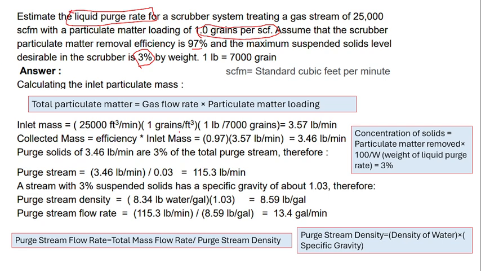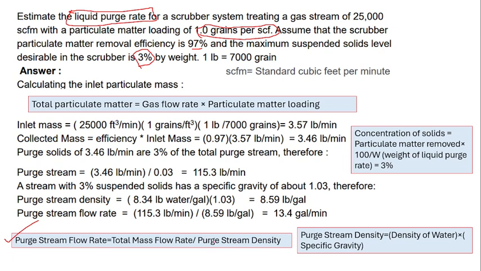With the given data, how can we calculate the liquid purge rate? First, the formula: the liquid purge stream flow rate is equal to the total mass flow rate divided by the purge stream density.